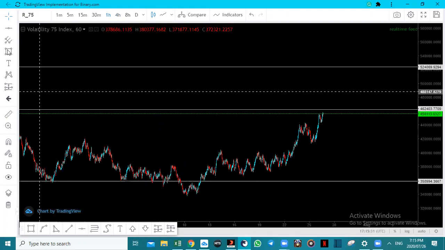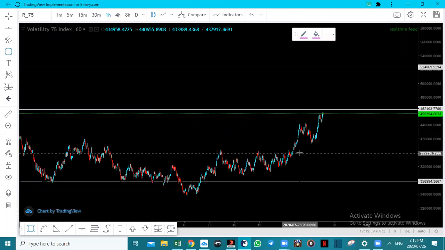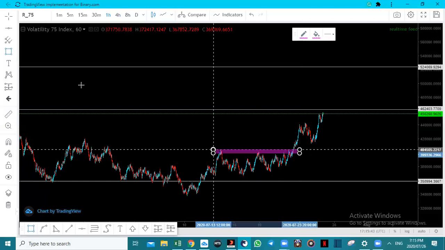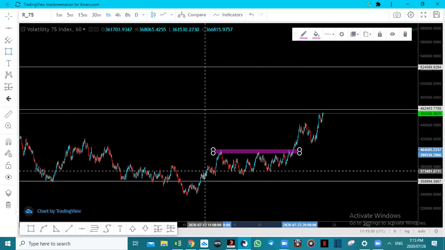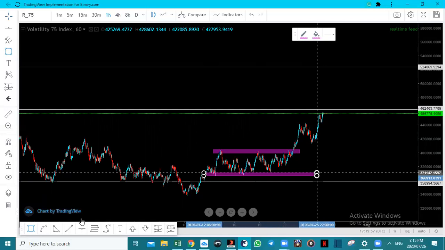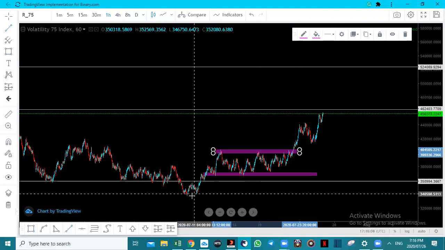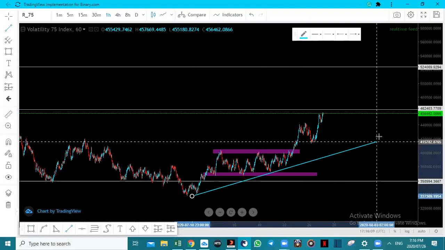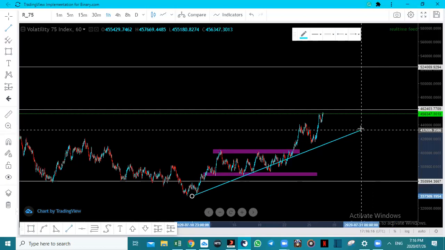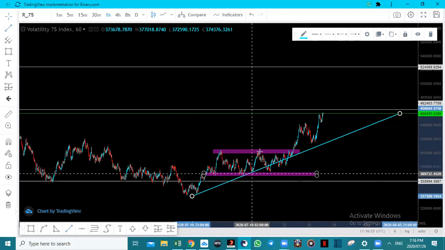Okay, so as you guys can see, we had this zone here. This was our resistance zone. That was resistance. This was support, we had the support area here. If you pull up a trend line, we have this trend in place. This area was a touch here. So I was following these touches because these two touches were quite significant for me and they were respected.